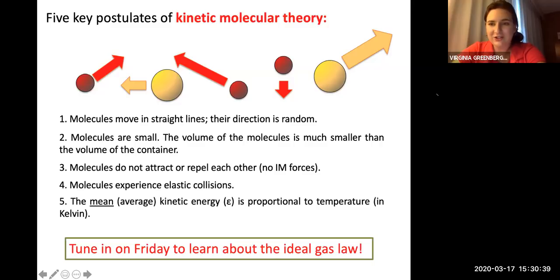So our lecture on Friday will be a further discussion of gases. We'll talk more about volume, pressure, temperature, the number of moles of gas we have, and all of that good stuff.